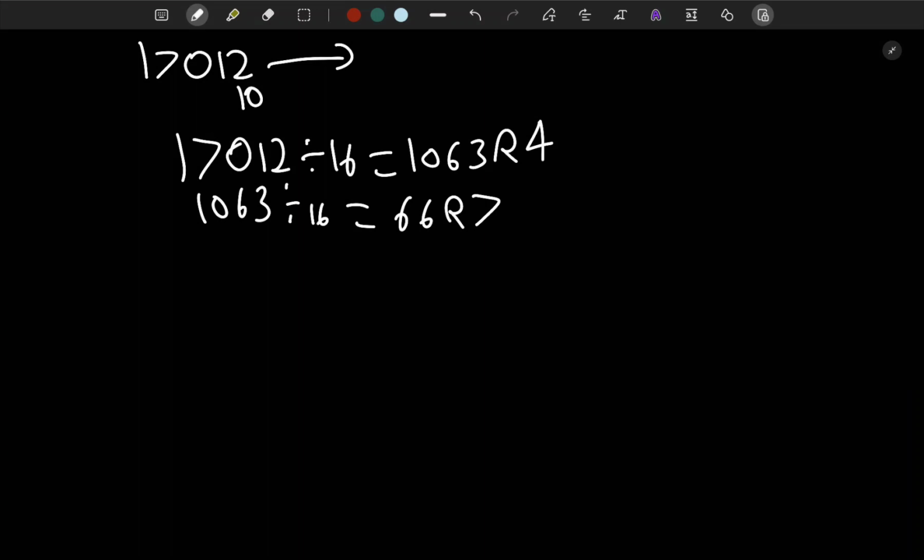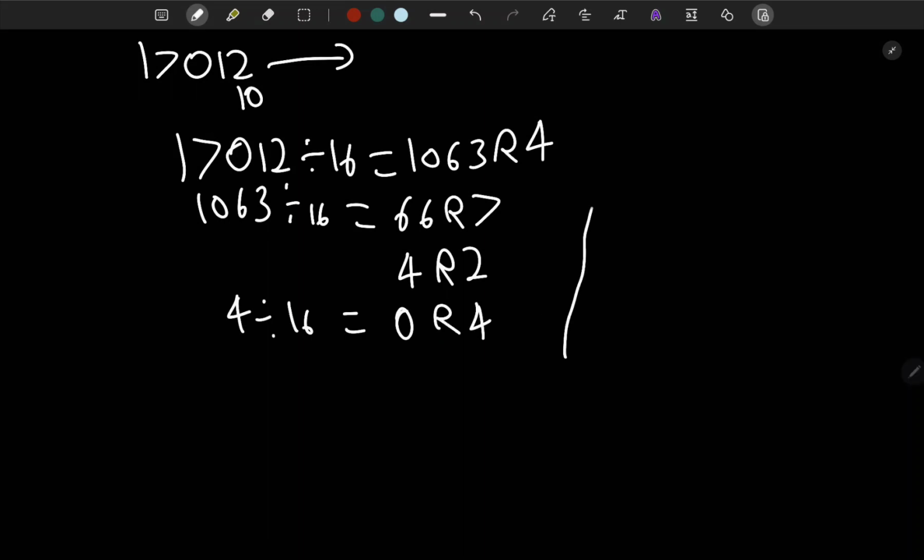And continuing on, so 66 divided by 16 now is 4, remainder 2. Continuing on, so 4 divided by 16 is going to be 0, and remainder is going to be 4 over 16. Oh yes, remainder is 4. So now going up, this is going to be 4274.